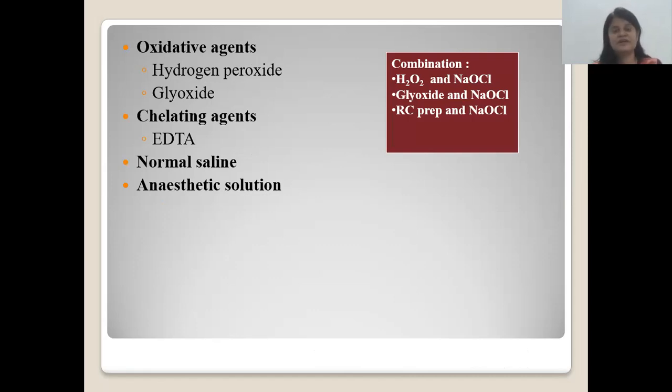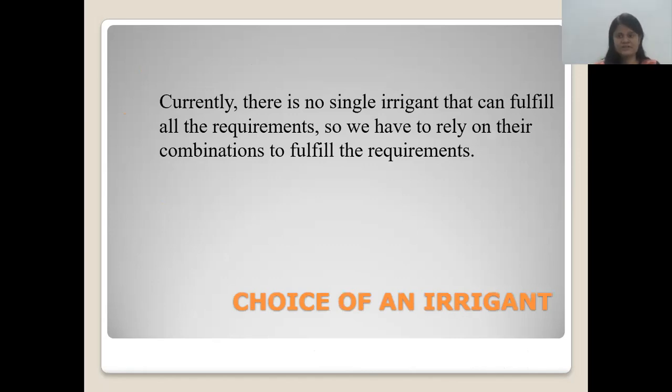Then oxidative types of irrigants, which include hydrogen peroxide or Glyoxide, chelating agents like EDTA, normal saline, and also anesthetic agents. These irrigants are used in various combinations like hydrogen peroxide and sodium hypochlorite, Glyoxide and sodium hypochlorite, RC-Prep, which is EDTA and sodium hypochlorite. In the classification we saw many irrigants are available, but how do you choose the irrigant? Which irrigant is useful for which type of canal? Currently, there is no single irrigant which can fulfill the properties of an ideal irrigating solution, so we have to rely on combinations of various irrigants to fulfill the requirements.